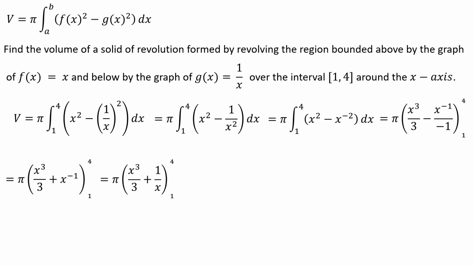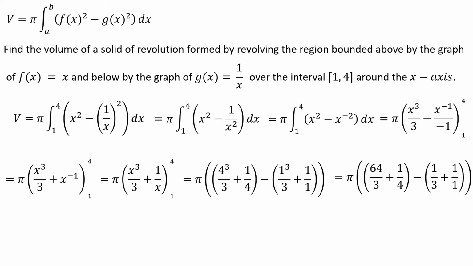Now everything looks correct, right? I see x to the third over 3. That looks pretty normal. I see 1 over x. That looks pretty simple. So let's plug in our 4. So I get 4 to the third over 3 plus 1 over 4. We'll figure that out, and then we'll subtract the answer from when we plug in 1. So we get 1 to the third over 3 plus 1 over 1.